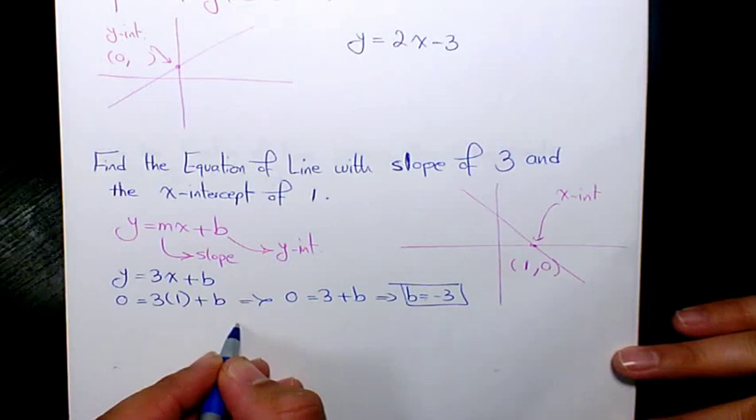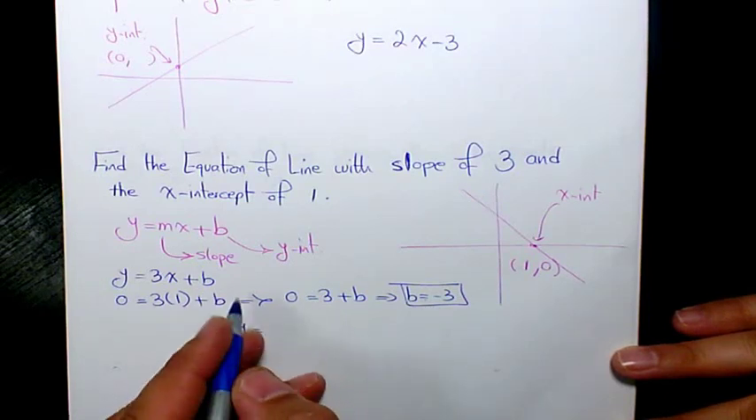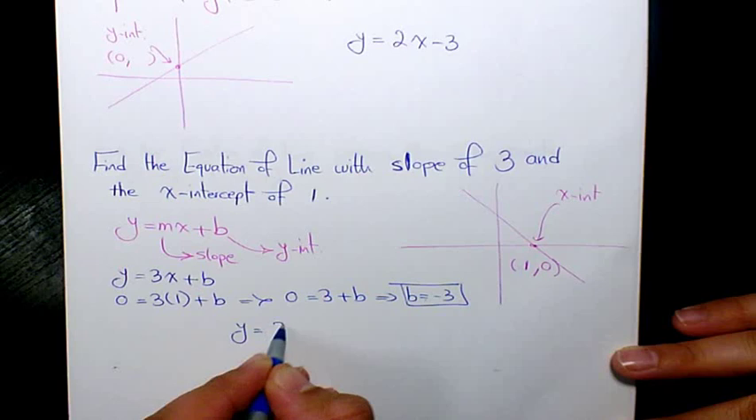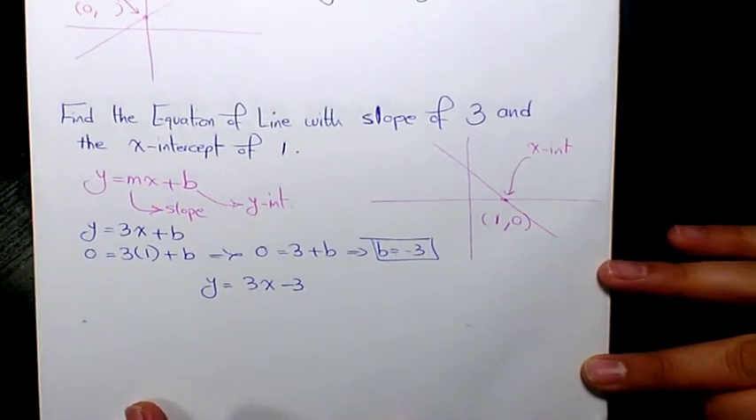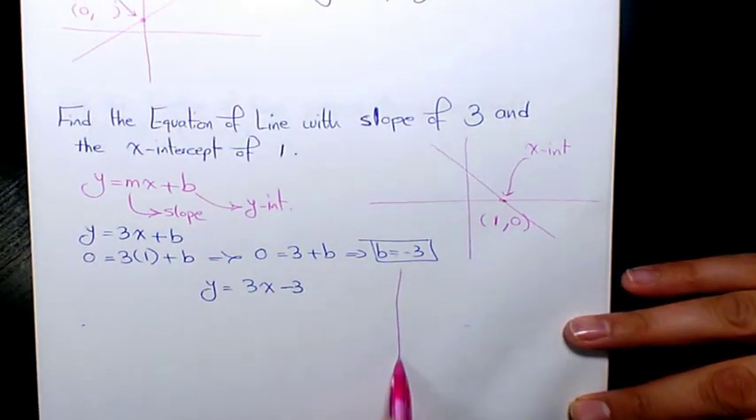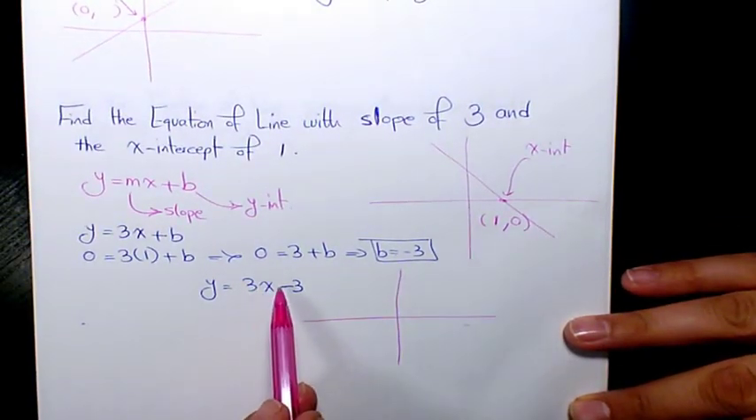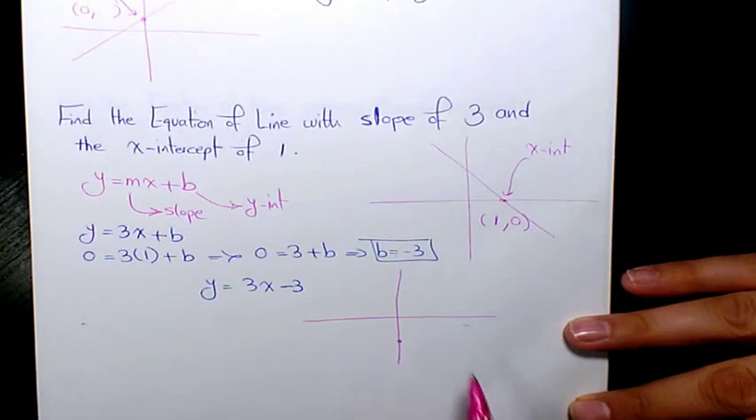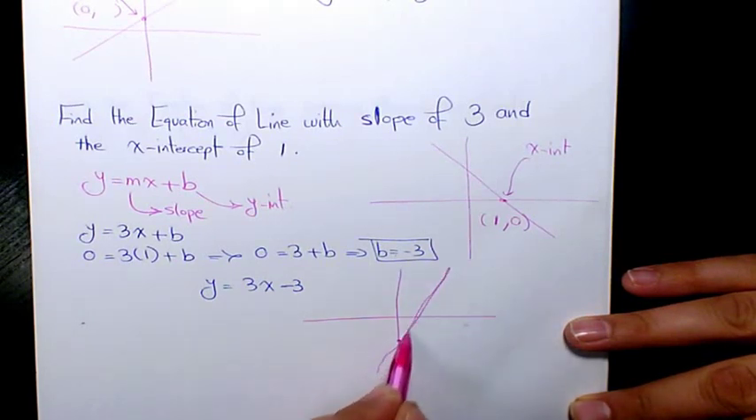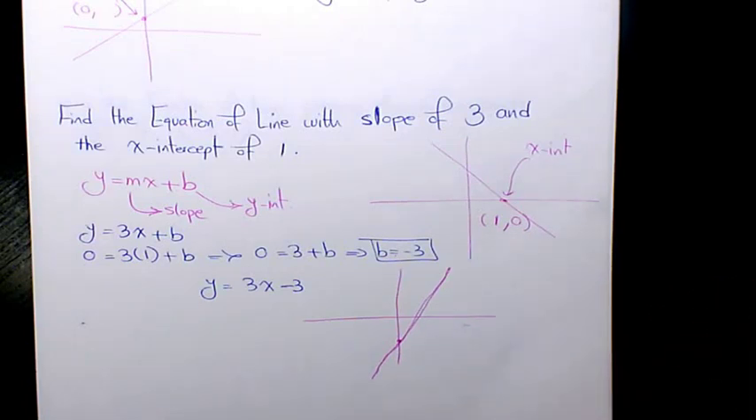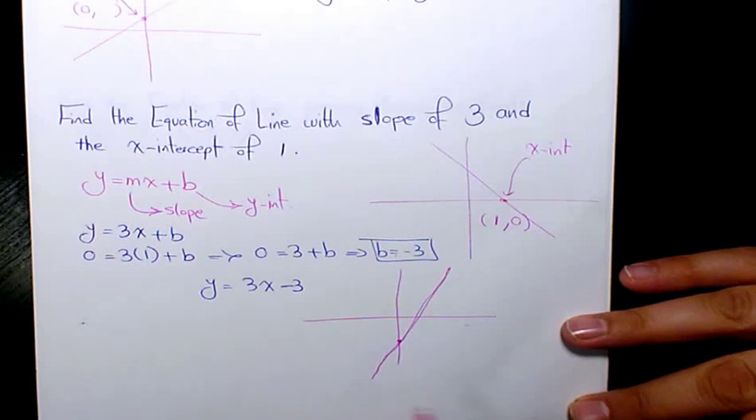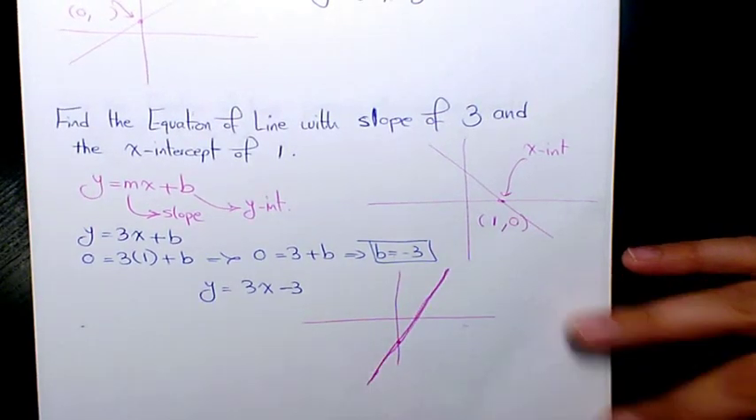So when I want to write the equation of line, it's going to be y equals 3x minus 3. Didn't ask for graphing, but if you want to graph it, it's going to be something like that. So -3 is there, y-intercept is going to be somewhere here, and since the slope is 3, it means that it's positive, and it's going to be something like this line. That's going to be the equation of line, and the graph is going to be pretty much something like this.